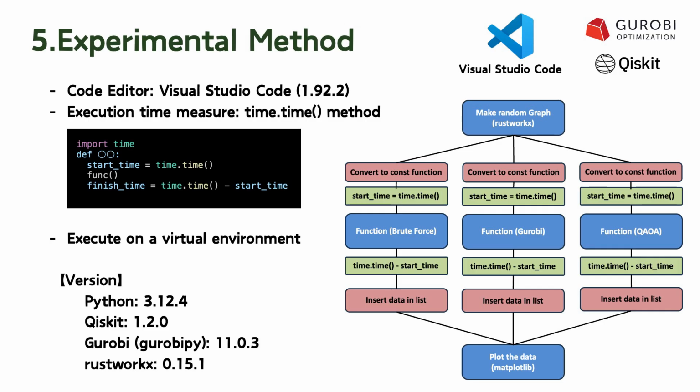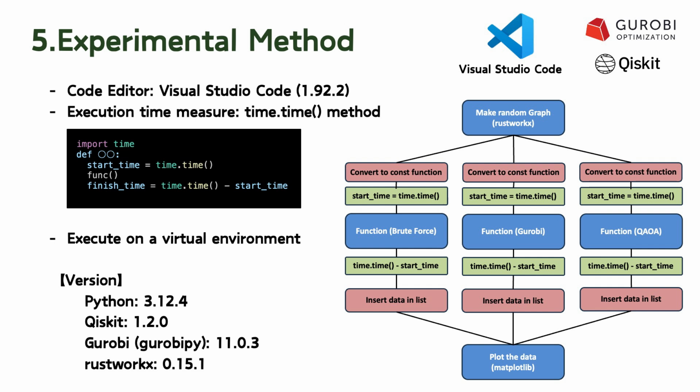Now, let's introduce the research content. This time, I compared the performance of QAOA implemented with Qiskit against brute force search and a classical solver called Gurobi. I conducted the experiments in a virtual environment using Visual Studio Code as a code editor. The versions used are listed on this slide. To measure the time, I used the time.time method.